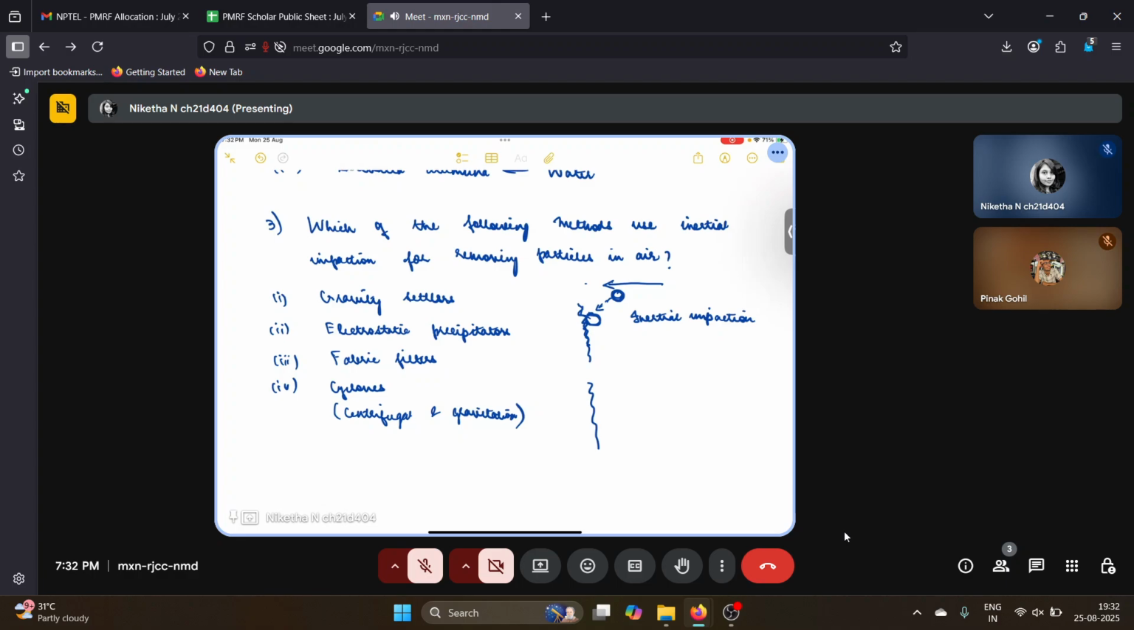Okay. So in gravity settlers, the main force is gravitational force, and in electrostatic precipitators, it is electrostatic attraction. Whereas in fabric filters, there is impaction. Like I said, the particle will come and collide on the surface and it will stay there. So it's not going to move horizontally, it's basically stuck. So that is what happens when there is inertial impaction. So the correct answer is fabric filters.